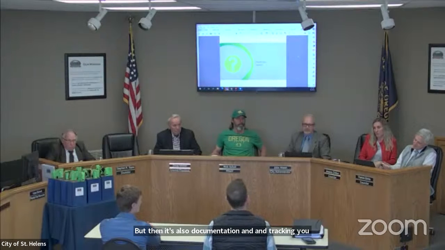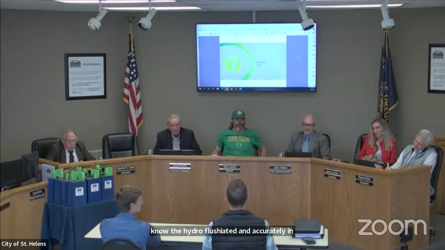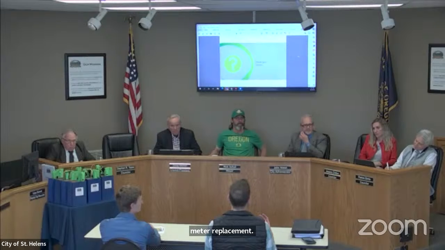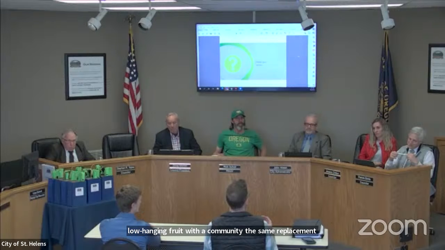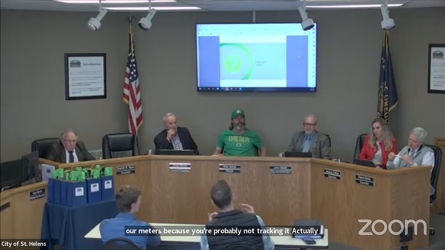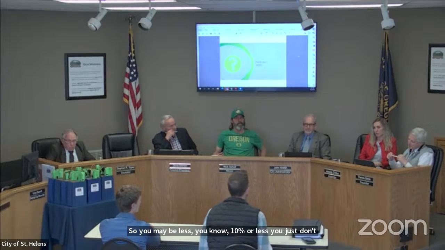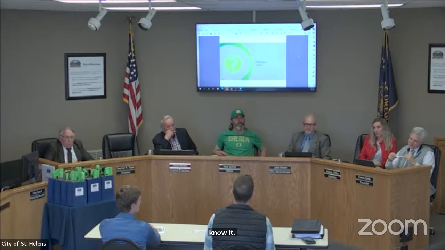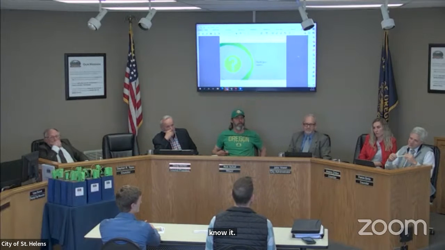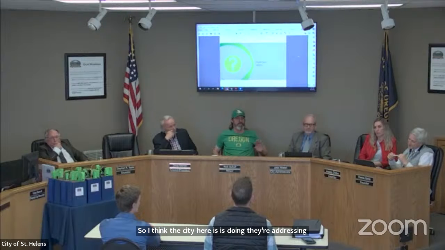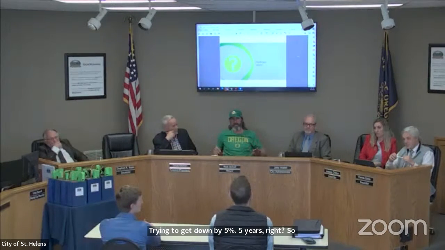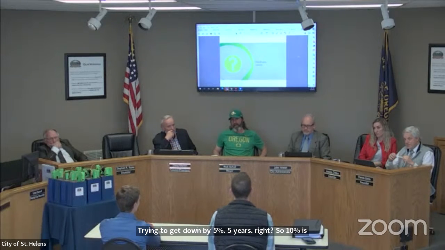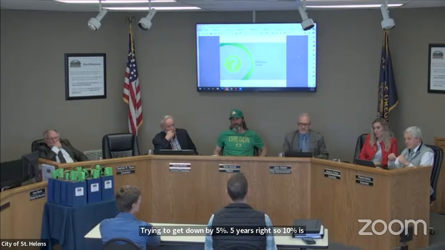the hydrant flushing and accurately doing that. The meter replacement, the city's been doing that. That's usually our low hanging fruit with a community, saying replace your meters, because you're probably not tracking it accurately. So you may be at 10% or less, you just don't know it. But I think the city here is addressing that, the Public Works Department. You said try to get it down by 5% in 5 years, right? So 10% is what AWWA says is doing good. You likely don't need to invest a lot into it.